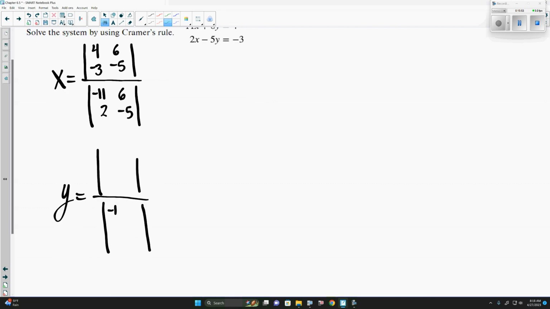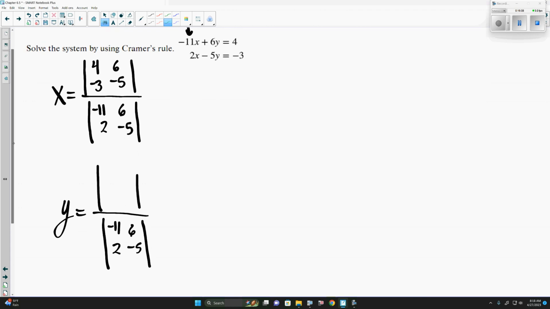Now for y, the determinant of the denominator, the determinant on the bottom, is going to be the same as for x: negative 11, 6, 2, negative 5. Now for x, we replace the x spots with what it's equal to. Well, we're going to do a similar thing with y, but instead of replacing the two x numbers, negative 11 and 2, we're going to replace the two y values, 6 and negative 5, with 4 and negative 3, respectively.